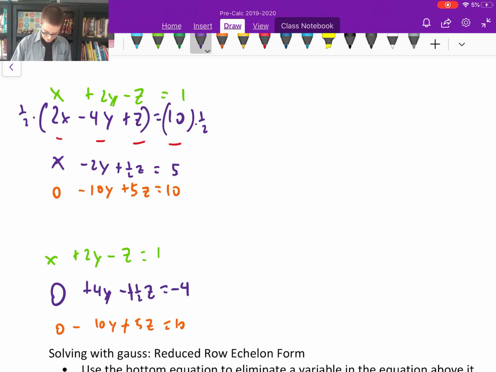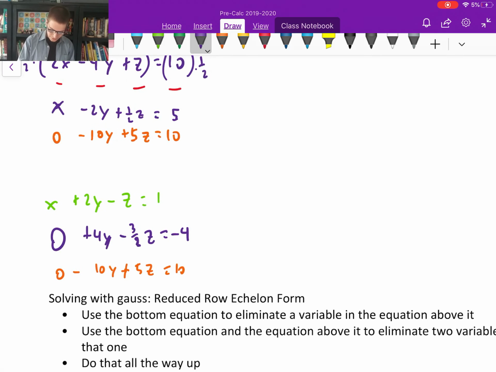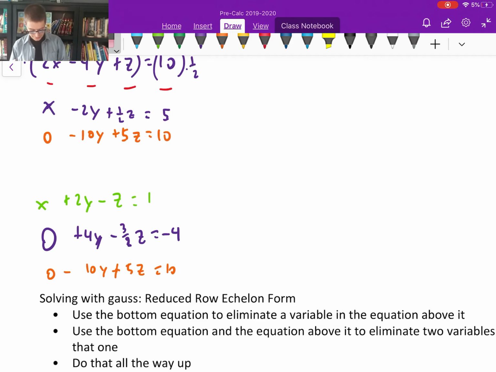Okay, that looks a little bit confusing. Let's make this negative 3/2 z. Okay, great. So now we've gotten these two to turn into 0. Now we're going to go to the next row, the y's, and we're going to try to get the bottom y to equal 0. So negative 10y, we're going to make that turn into 0.